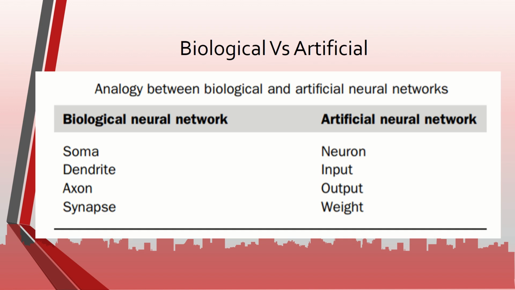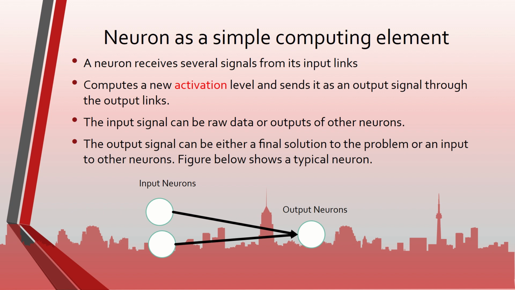These are the analogy between biological neural network and artificial neural network. Let's look at a neuron as a simple computing element. So these are neurons. These are actually weights, and this is another neuron, which we would usually call an output neuron. The neuron computes a new activation level and sends it as an output signal through the output link. The input signal can be raw data, like I said before, or the output of another neuron. The output signal can be either a final solution to the problem or input to another neuron. We will discuss more complex applications of perceptron after this.